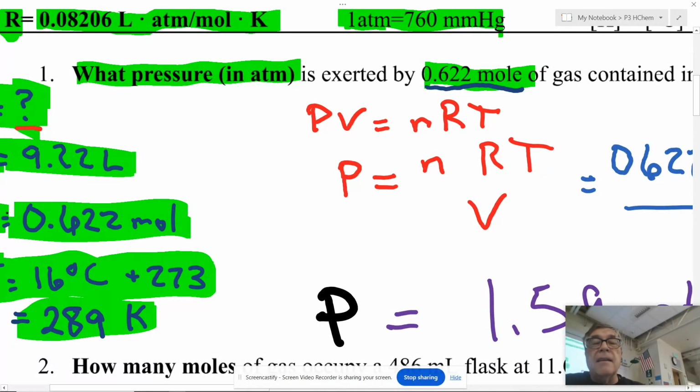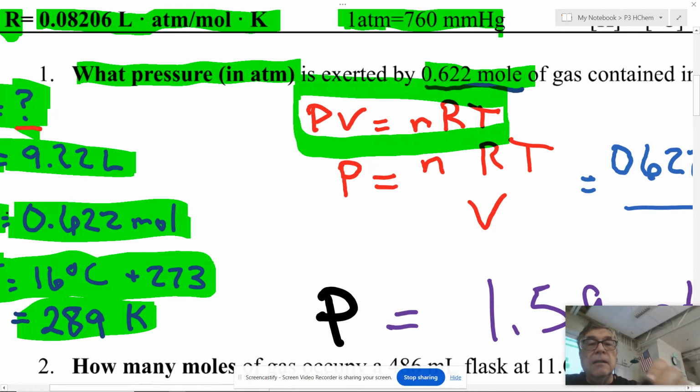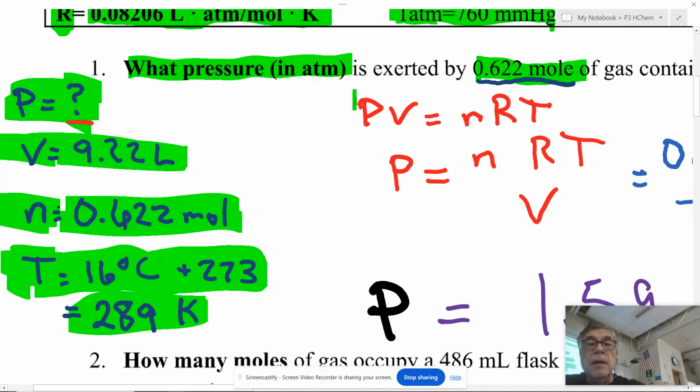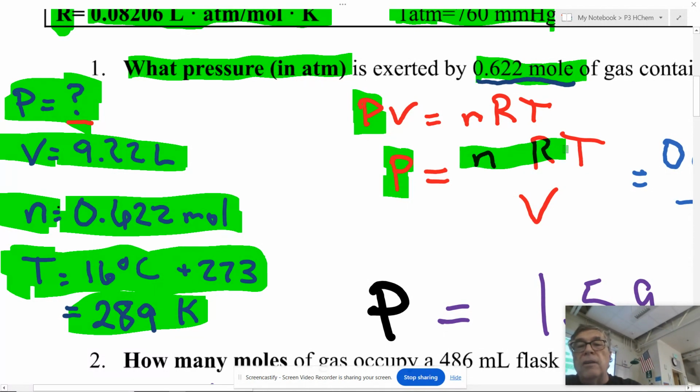Now, we're going to write down the ideal gas law, right? And the ideal gas law is here, PV equals nRT. But we need the pressure. The pressure is what we have the question mark by over there. So we're going to solve this for pressure. That means we have to move volume across and down, divide by volume, so we end up with nRT over V.